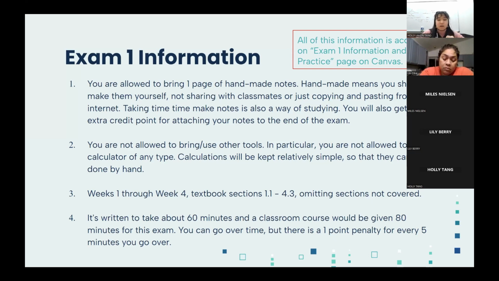There's a few sections in them that aren't covered. The full information is on that exam 1 page. You should be able to finish it in about 60 minutes, but you are given 80. You're free to go over time, but there are point penalties.